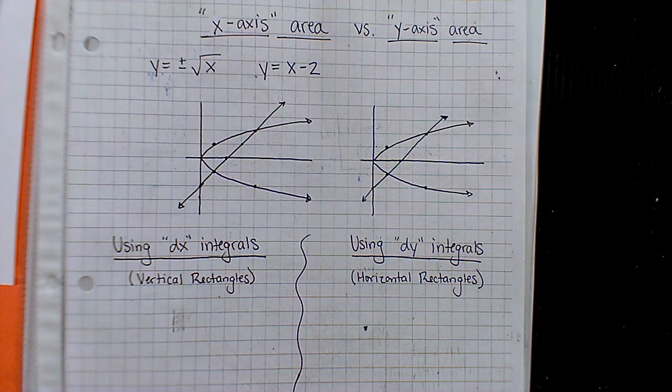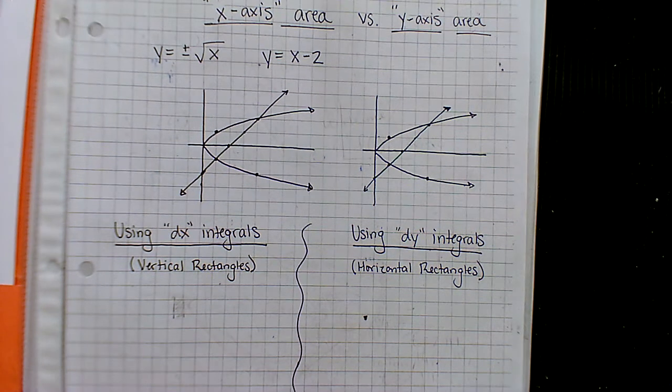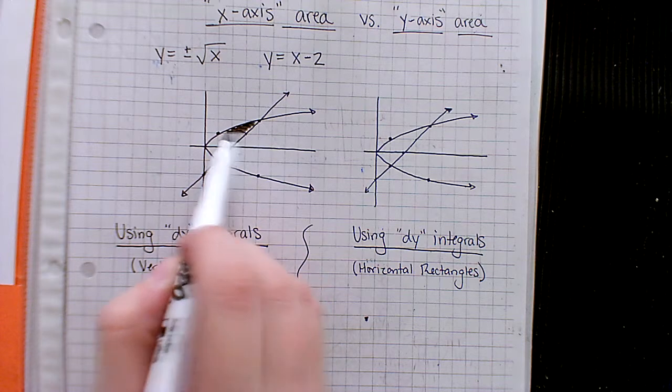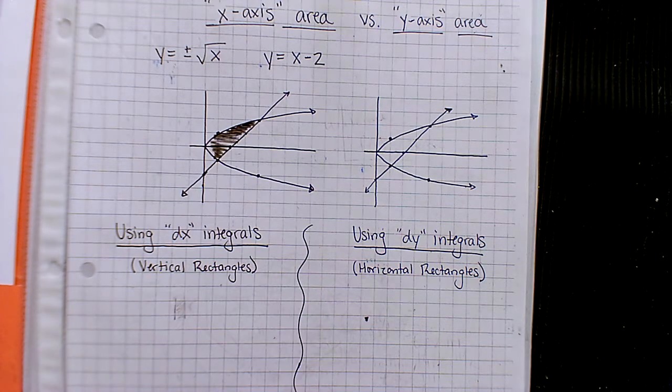And measuring area to the y-axis sometimes might be a little bit more beneficial. I'm hoping this example helps you to see or understand that. So we're going to take a look at the same graph in the same area two separate ways. I'm going to erase it in a second, but we're going to try to figure out this enclosed area.